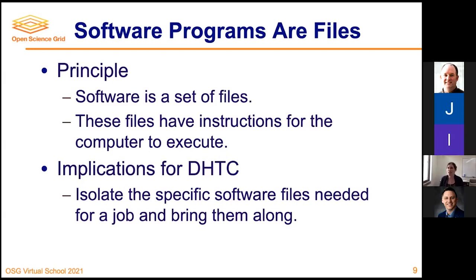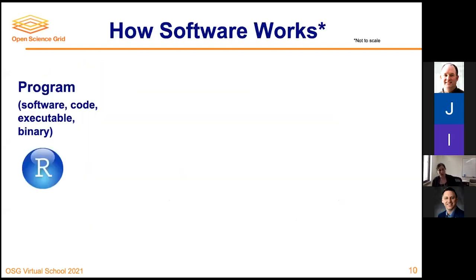That's not how we commonly think about or interact with the programs we run, but in reality, every program or software you run on your computer is behind the scenes a file somewhere on the file system, in a format that your computer can execute. So for distributed high throughput computing, that's what we need to take along. We need to identify and isolate the specific software files we need and bring them with us to the execution server.